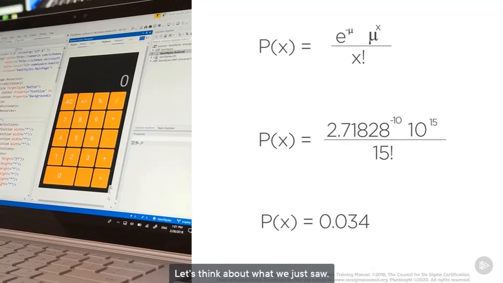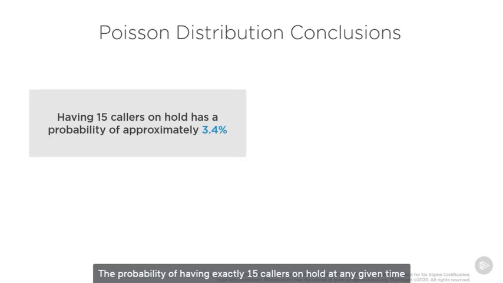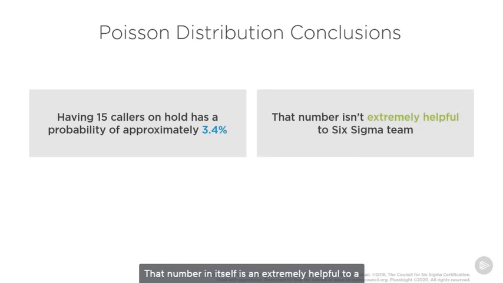Let's think about what we just saw. The probability of having exactly 15 callers on hold at any given time in the call center is 0.035, or approximately 3.4%. That number in itself isn't extremely helpful to a business or a Lean Six Sigma team, unless there is a specific protocol or process problem that occurs only when call holds hit exactly 15. It's not an extremely likely scenario.